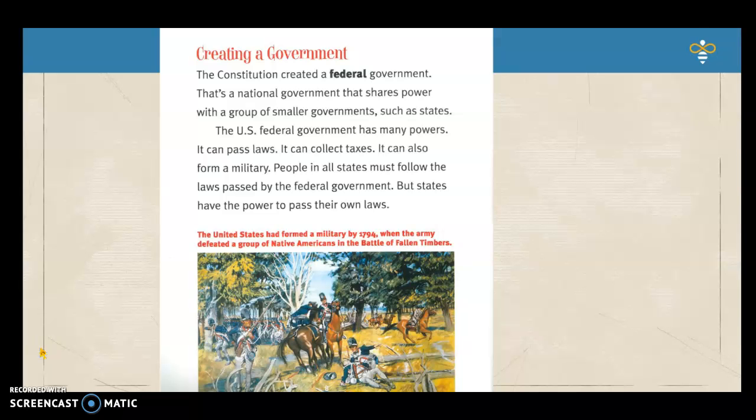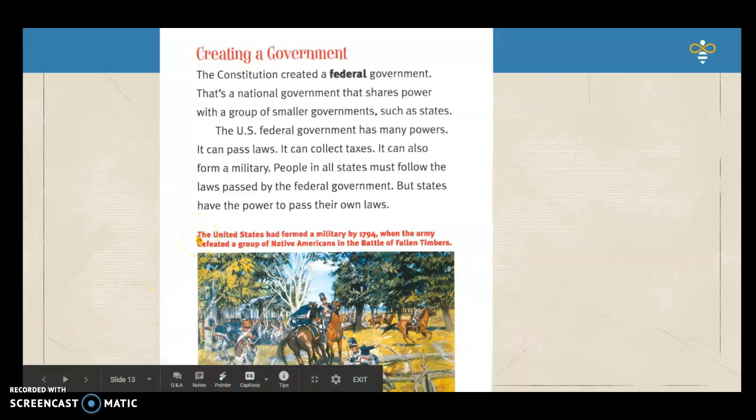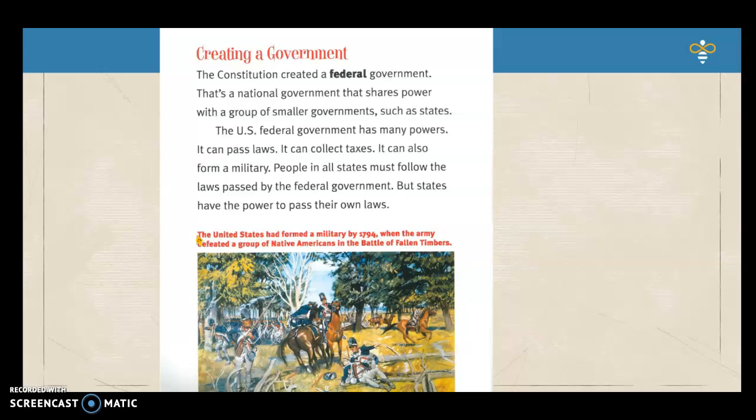Creating a government. The Constitution created a federal government. That's a national government that shares power with a group of smaller governments, such as states. The U.S. federal government has many powers. It can pass laws, it can collect taxes, it can also form a military. People in all states must follow the laws passed by the federal government, but states have the power to pass their own laws. The United States had formed a military by 1794 when the Army defeated a group of Native Americans in the Battle of Fallen Timbers.